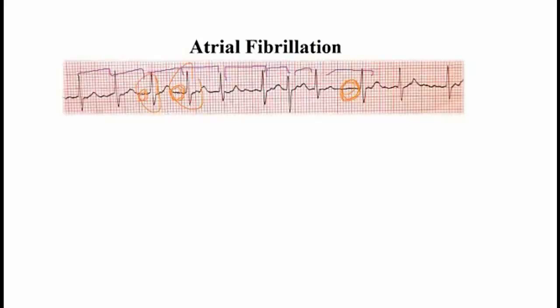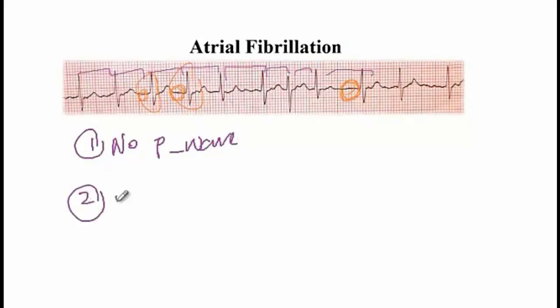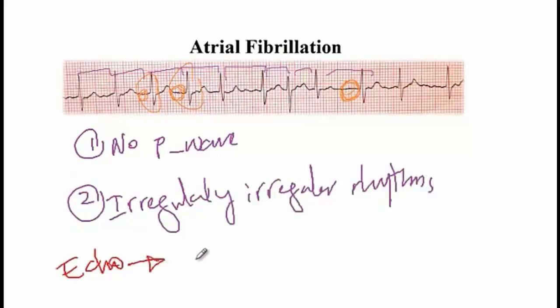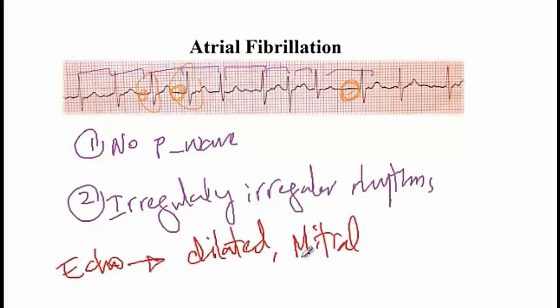So this is an example of atrial fibrillation where there is no P wave before QRS, and then also it's tachycardic with an irregular rhythm. And then in these patients, you can obtain an echo to find out the underlying cause of atrial fibrillation. Usually there is a dilated atrium that causes atrial fibrillation, or there are mitral valve abnormalities which can again cause dilated atrium and lead to the atrial fibrillation.